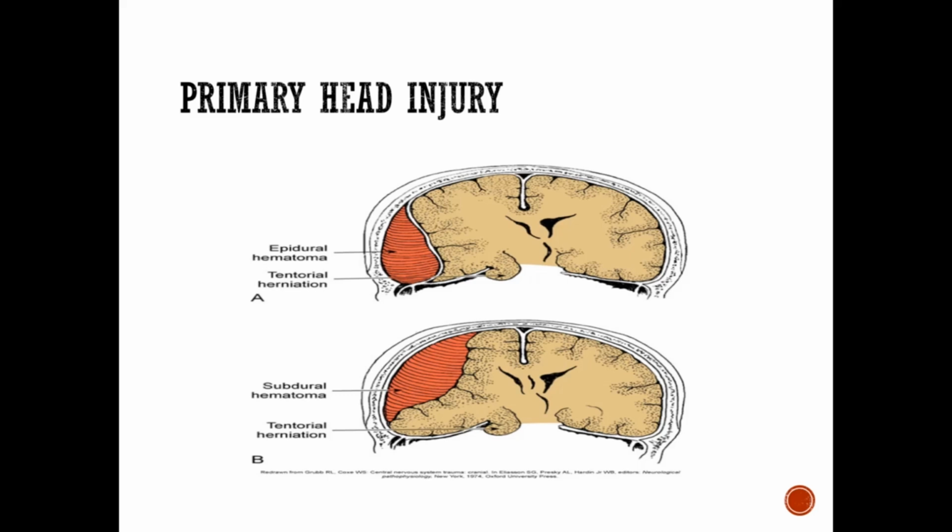The Cushing triad, or when you see systemic hypertension, bradycardia, and respiratory depression, is a late sign of impending brainstem herniation.